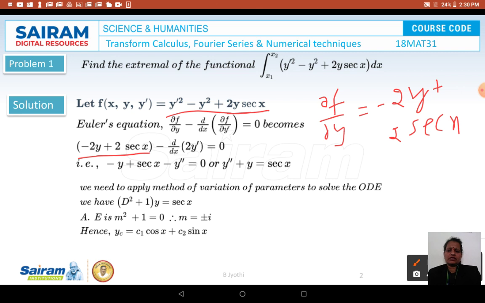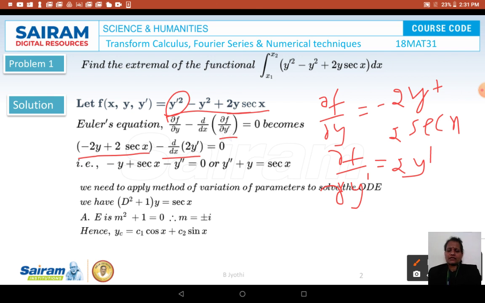Next, we need to find out what is dou f by dou y dash. Here the y dash term is only one, that is y dash square. If we differentiate it, we get 2y dash. So that has been substituted in the Euler's equation, which gives us minus 2y plus 2 sec x minus d by dx of 2y dash is equal to 0.